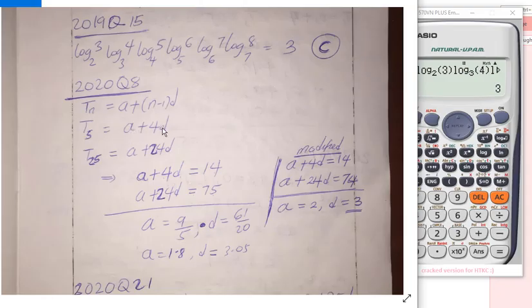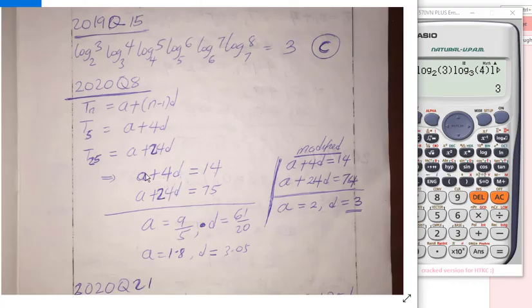You know, they give me the fifth term. They talk about the fifth term in the question. Now the next one, the 25th term, they talk about the 25th term in the question. So this one will also be a plus 24d. That is, put 25 here. 25 minus 1 will give me 24d.